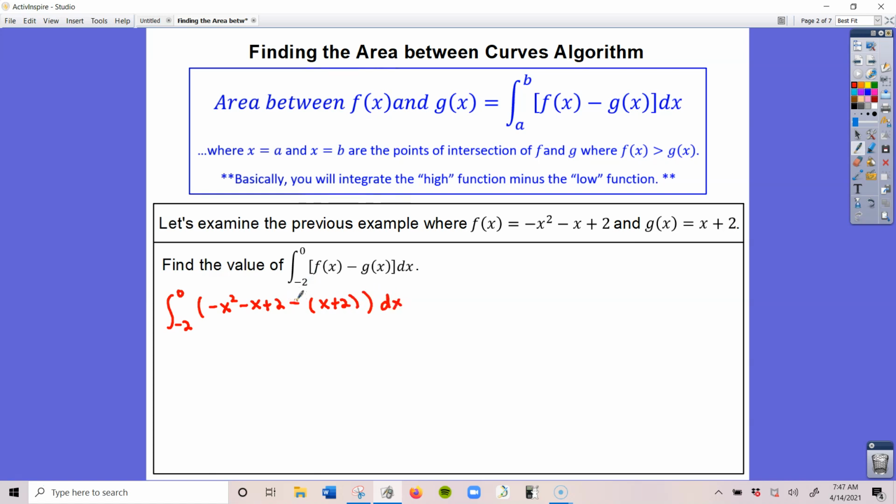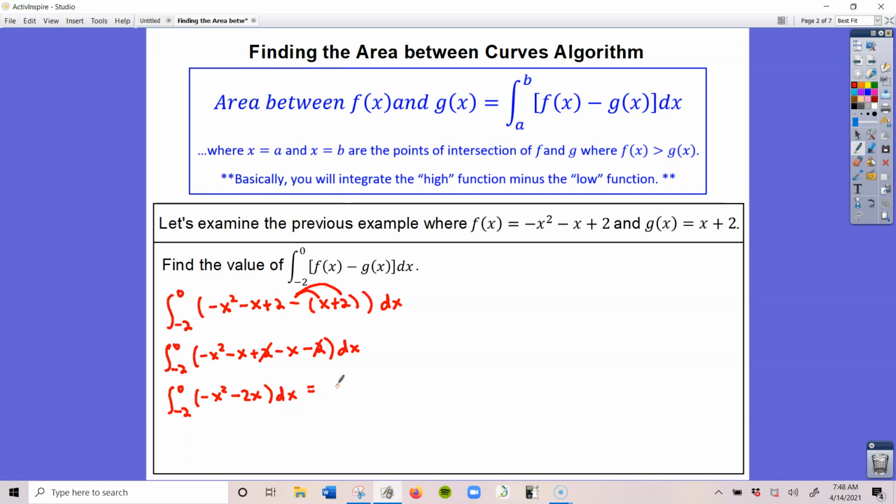And you have to make sure that whatever you're subtracting, the other function, you distribute that negative. So this is the integral from -2 to 0 of -x squared minus x plus 2 minus x minus 2 dx. The 2's here will cancel, and we can combine these two x's. So what I'm finally integrating is from -2 to 0 of -x squared minus 2x dx.